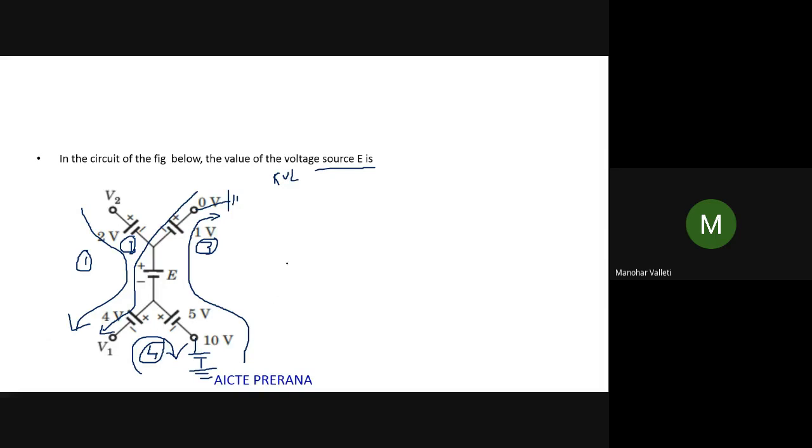So always considering the second sign: 10 plus 5 plus E plus 1 equal to 0. So E equal to how much? Minus 16 volts. E equal to minus 16 volts.